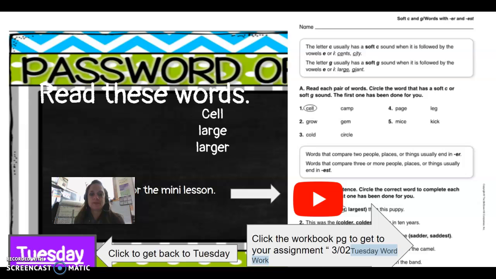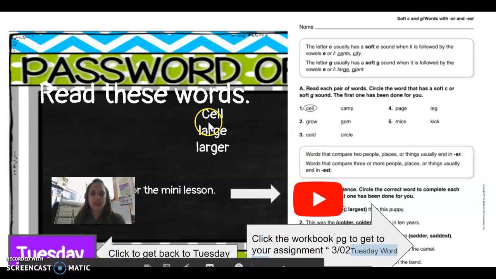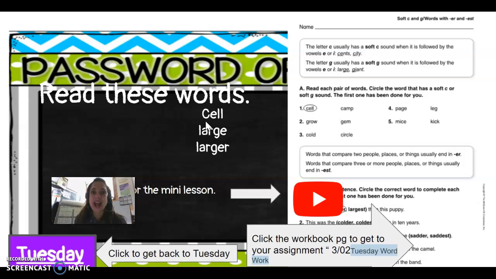Read these words. I need to use a pattern that I know. I know this E makes the C soft, sounds like an S sound. Cell. Our body is made up of tiny little cells.